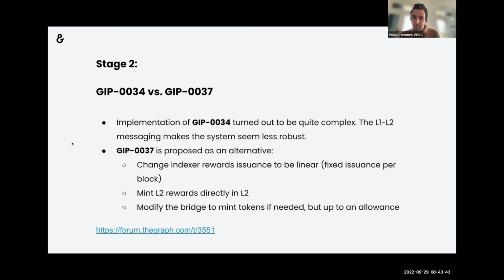Lately, we've been leaning towards GIP-37 because it's really a lot less code, it's a lot cleaner, it looks a lot simpler, and we really think it makes the system more robust because we've removed that L1 to L2 communication completely, at least for indexer rewards.